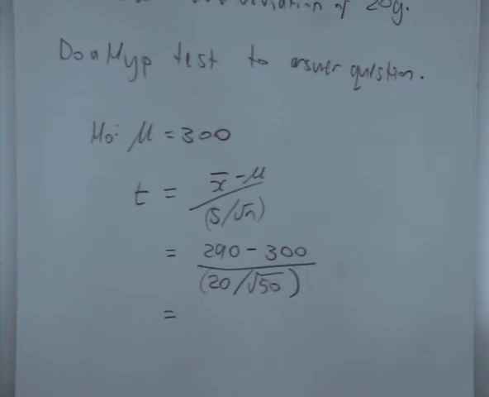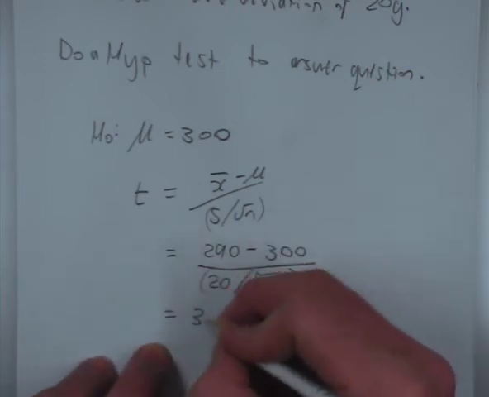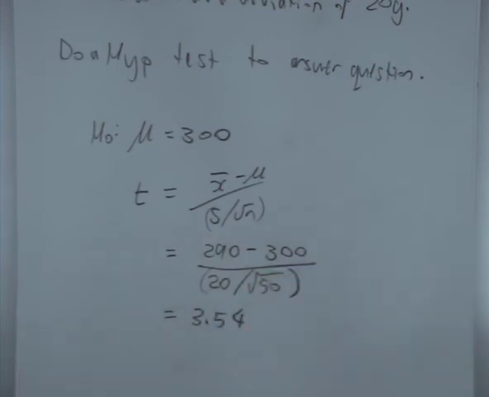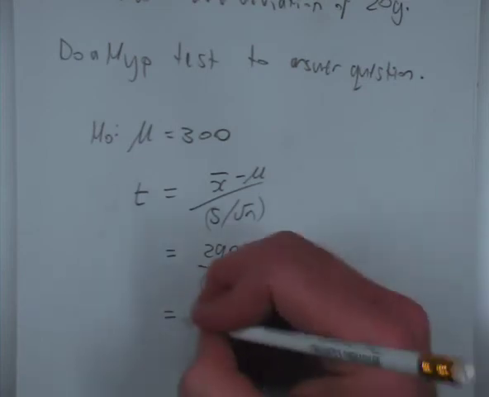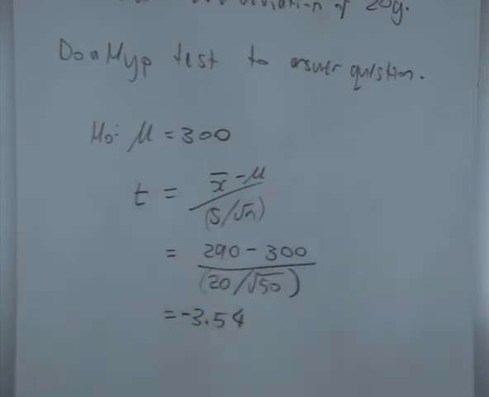I'll just use Excel, unless someone can do it quicker than me. Is it? No, it's all right. 3.54. Okay? Oh, yes, it is a minus, thank you. Because 290 is less than 300. So I've got minus 3.54.